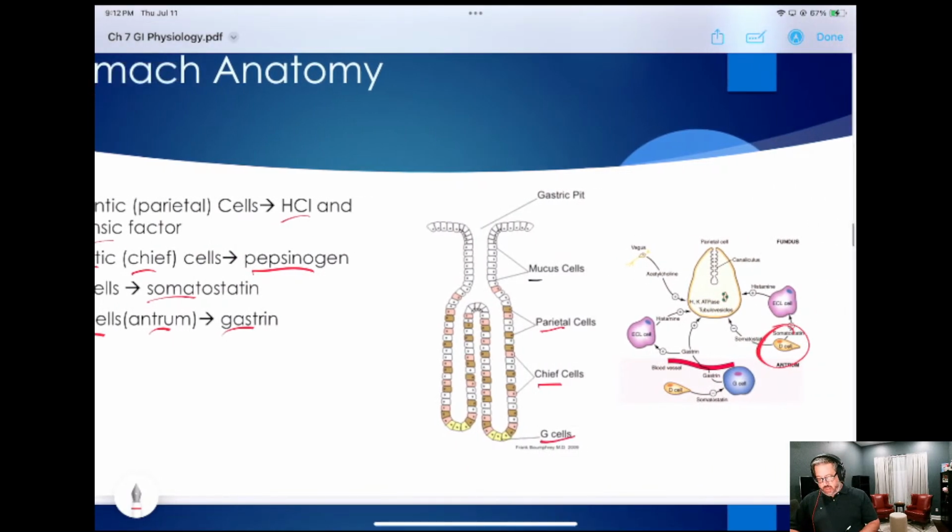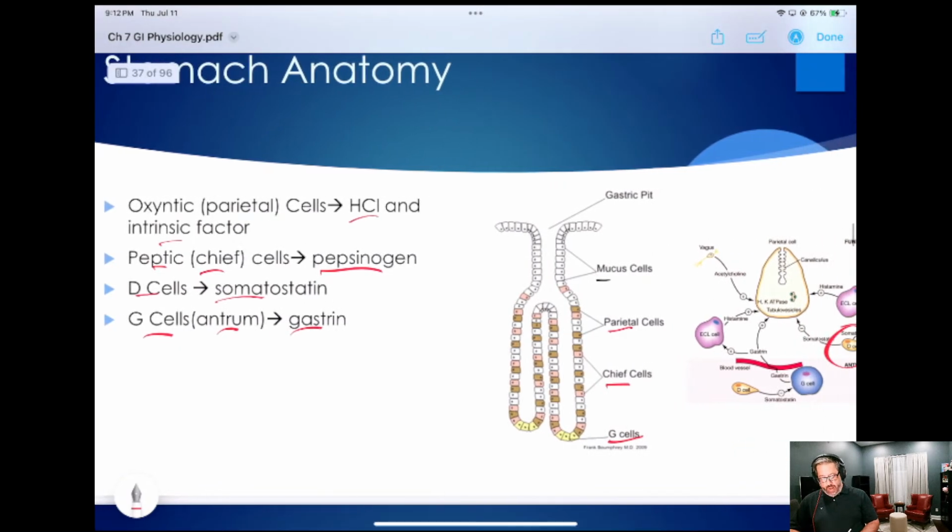So there's our G cells. They're in the antrum. They make gastrin, which makes sense because that's pretty much where the blood supplies are going to be. So the gastrin doesn't need to go into the gastric pit. It doesn't need to go into the stomach. Gastrin needs to go into the bloodstream because gastrin's a hormone.